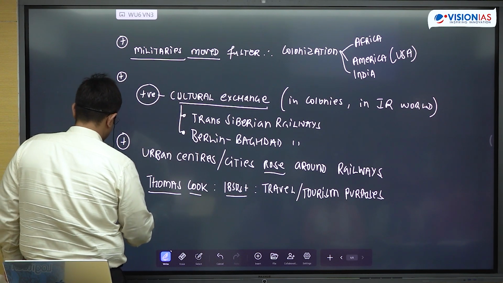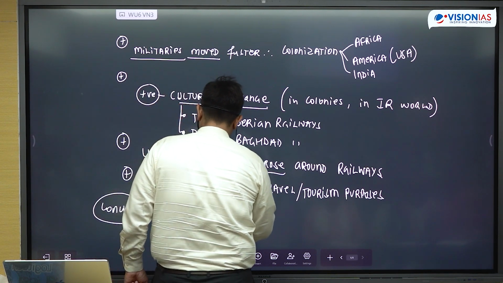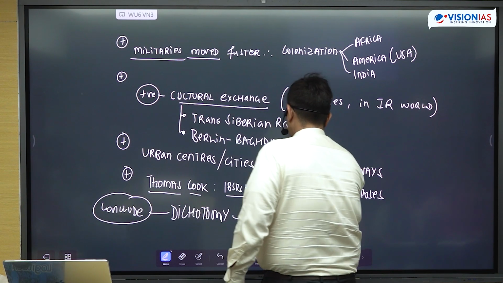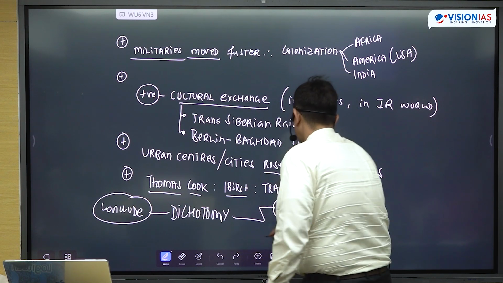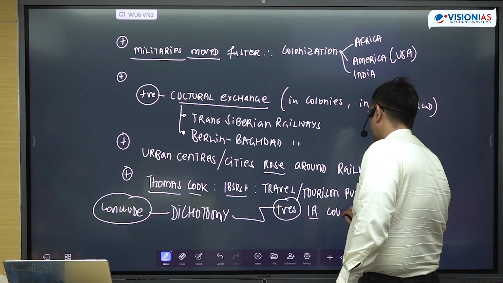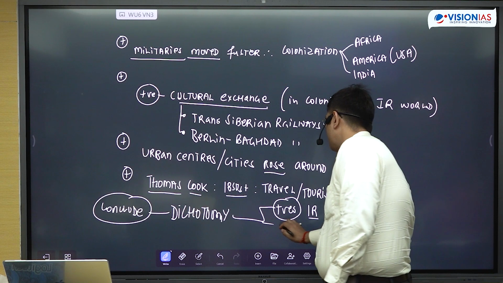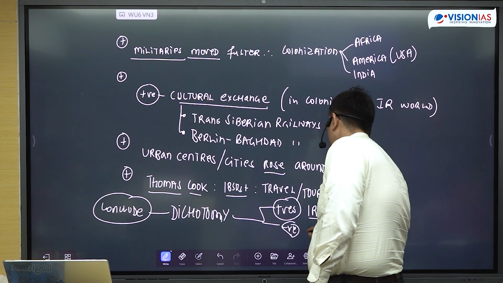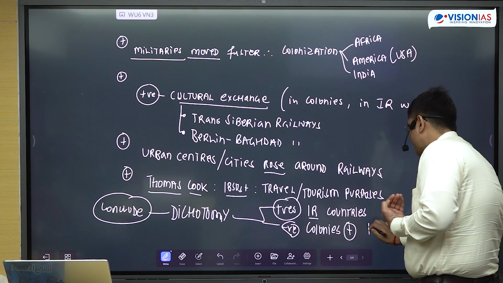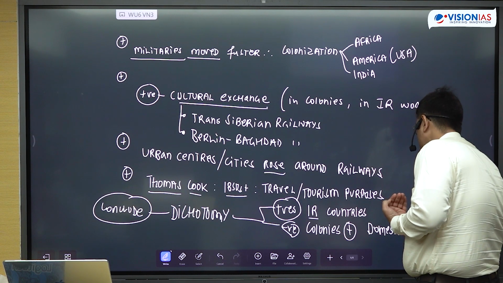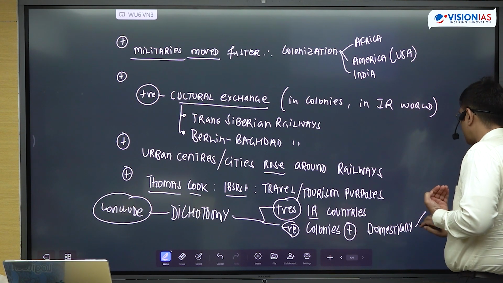Conclusion: you can conclude with this dichotomy, that there were great positives for industrializing countries, but there were great negatives for colonies. Plus, domestically, there were great negatives for the working class.